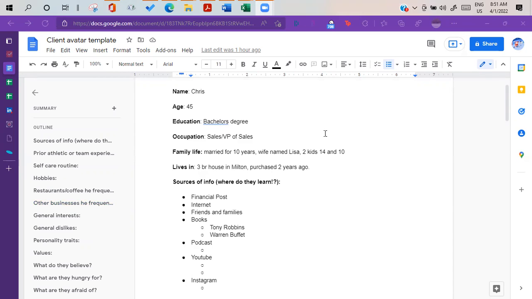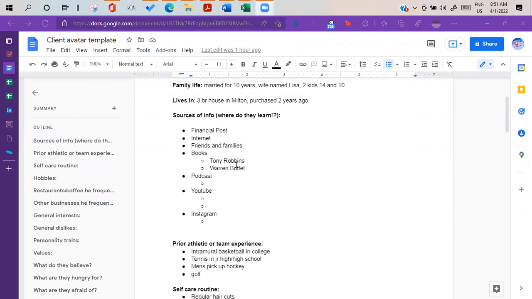Where do they live? When did they buy their home? Where do they learn? Do they learn on the golf course? Are they reading Golf Digest? Are they reading the Financial Post? Almost everybody reads the internet, but what are they visiting? A few people had mentioned Tony Robbins' Money: Master the Game. Warren Buffett, what podcast? And even if they're younger, what TikTok channels are they going through?